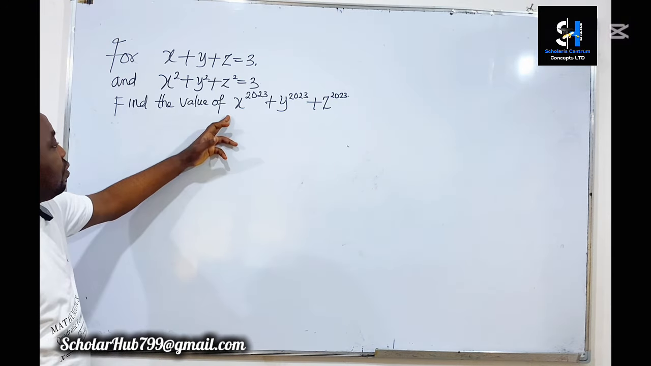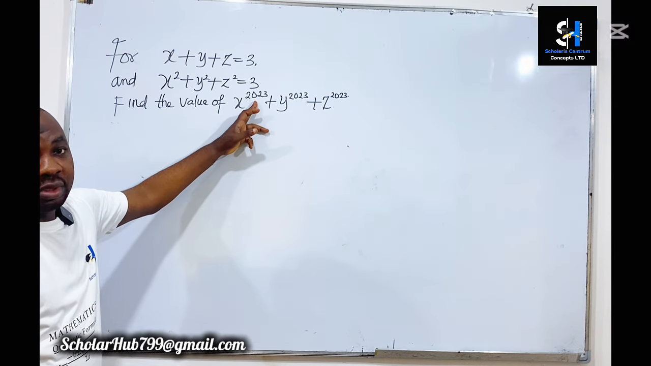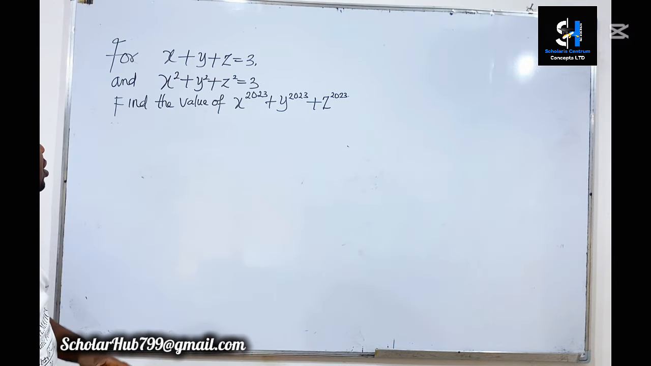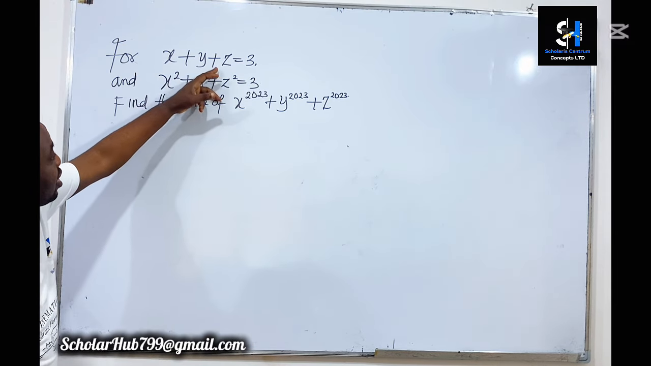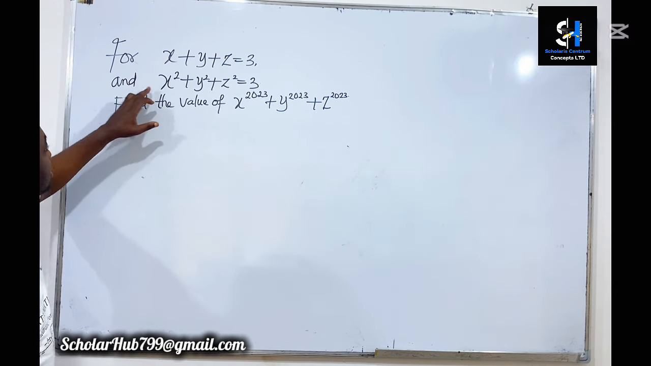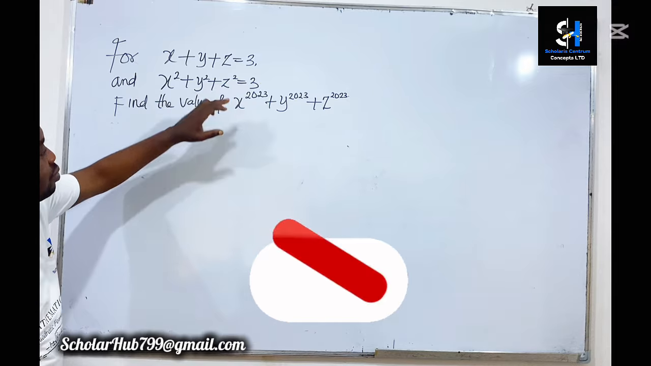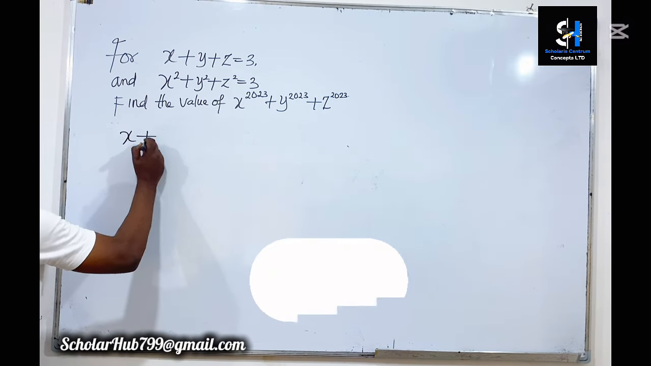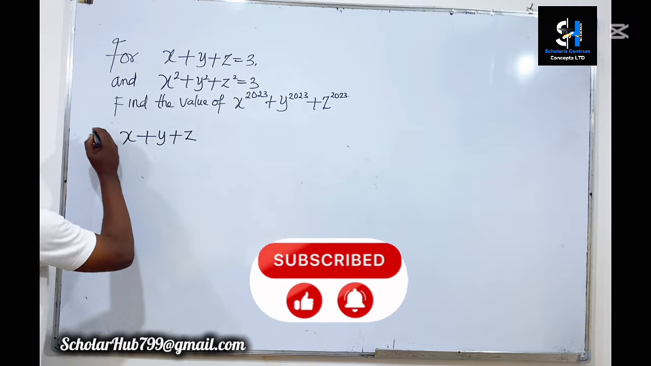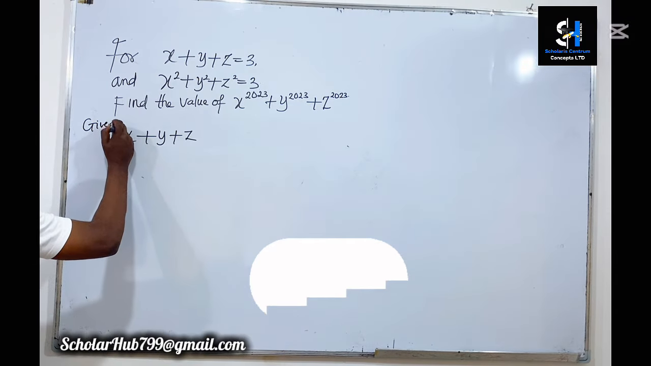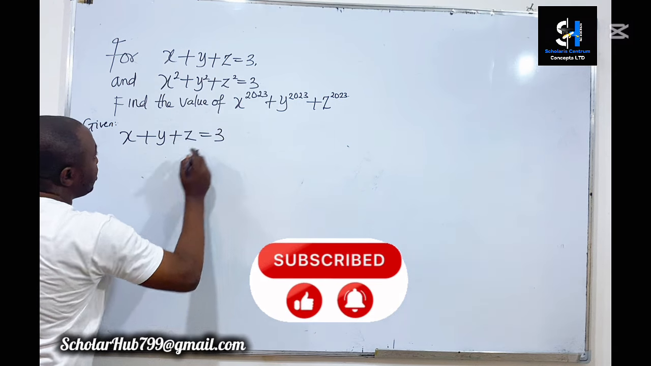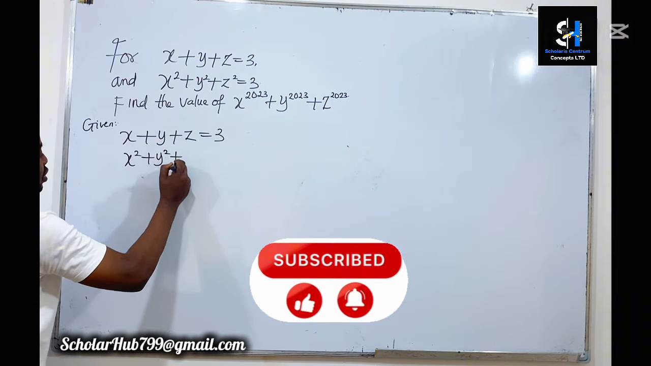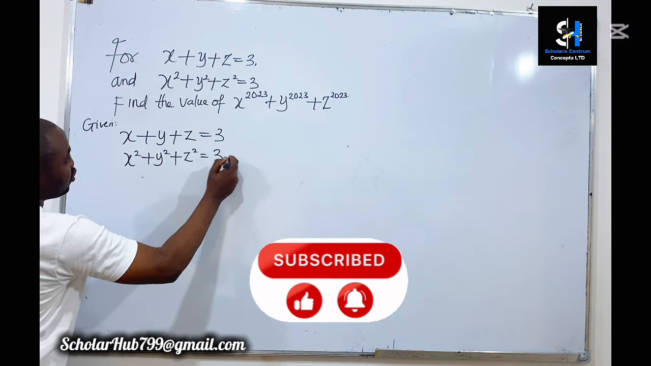Let's find the value of x raised to the power of 2023 plus y raised to the power of 2023 plus z raised to the power of 2023, for x plus y plus z equals 3 and x squared plus y squared plus z squared equals 3. So we're given x plus y plus z equals 3, and also x squared plus y squared plus z squared equals 3.